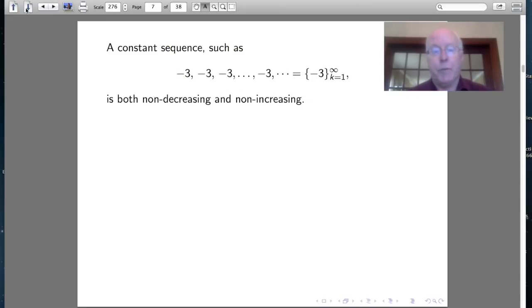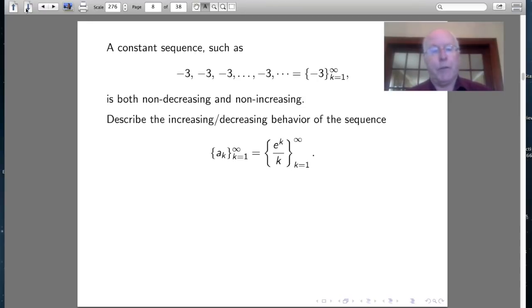A constant sequence, say the sequence that consists only of the number -3 repeated, -3, -3, -3, is both non-decreasing and non-increasing. Another example, let's take a look at the behavior of the sequence a sub k defined by a sub k equals e to the k over k, with index k running from 1 to infinity. This sequence is not as obvious as the ones we looked at before.